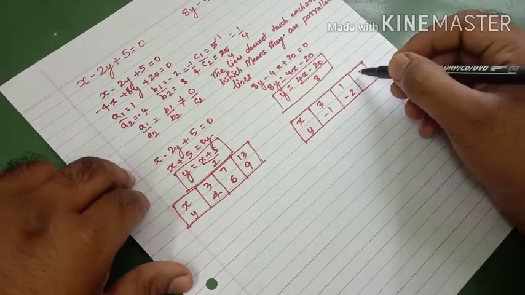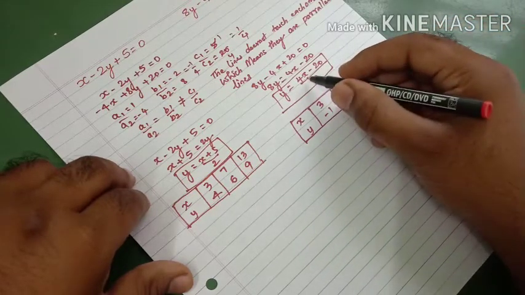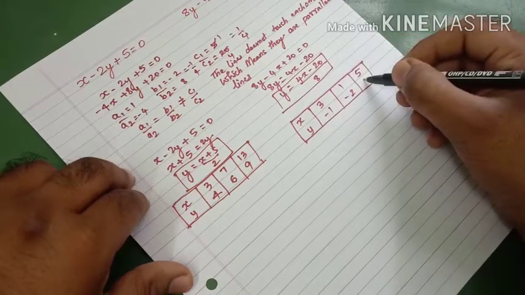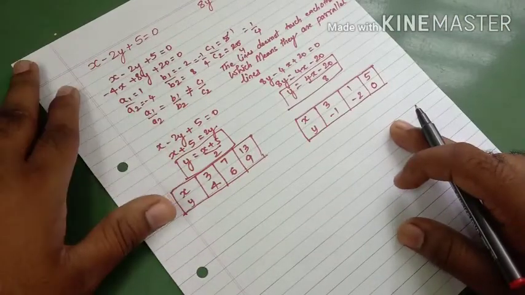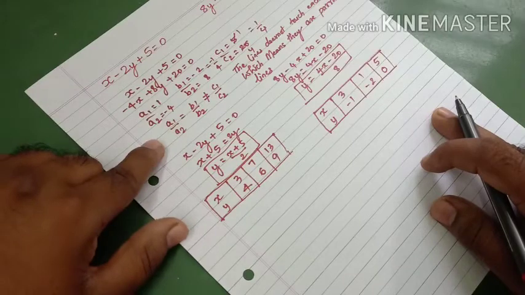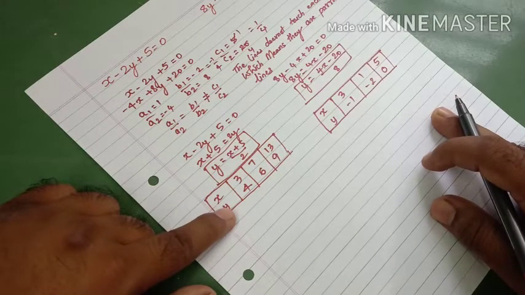And again I can take 5. So 4 5s are 20. 20 minus 20 is 0. 0 by 8 is obviously 0. So these values we have taken. So for the given equations, by comparing the ratios, we found that the lines are parallel. So graphically, we'll check whether the lines are parallel or what.